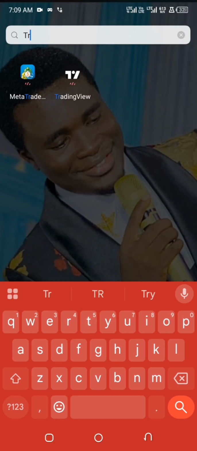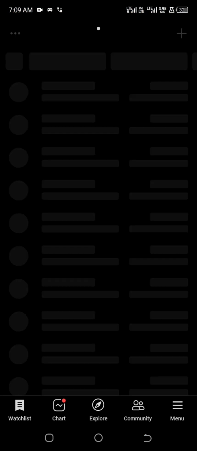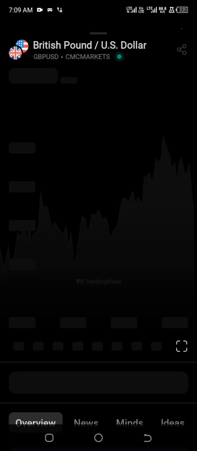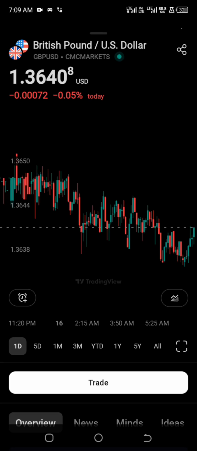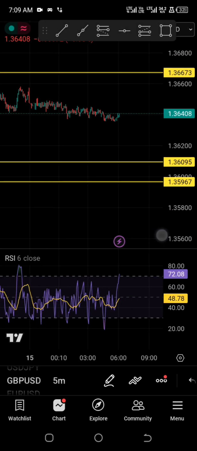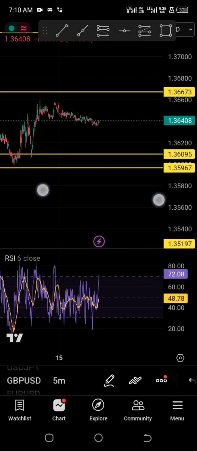So we'll go straight to our TradingView, where we want to go into our analysis. We are going to start with our favorite pair, which is GBP/USD, British pound versus US dollar. As you all know, we always start our analysis from the daily time frame.